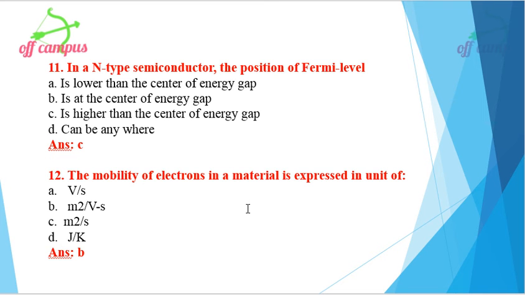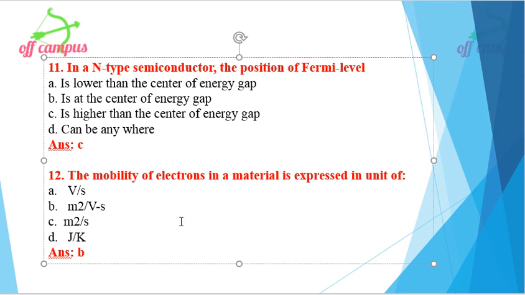What is the unit of V? Velocity, meter per second. So what is the unit of the denominator? In the denominator is the electric field. What is the unit of electric field? E equals V by D, voltage per distance. In the numerator, mu equals velocity by electric field E, and the velocity unit is meter per second. In the denominator there is the electric field. So what is the formula for electric field?